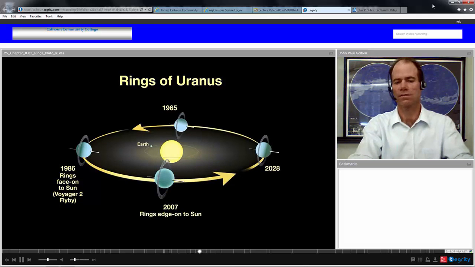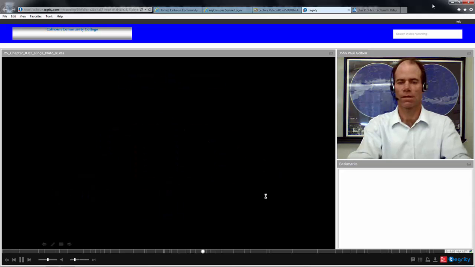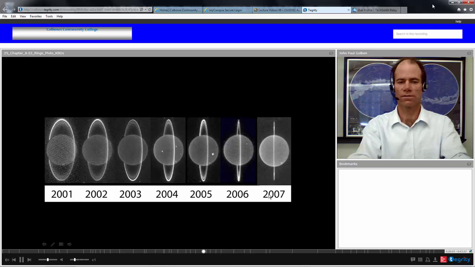But in 2007, the rings were edge on, and hence they visually would disappear from Earth. And now we're proceeding on our way back towards 2028, when the ring system would be in full view from Earth again. Here's a progression in recent years from 2001 to 2007, at which point the rings of Uranus came edge on and were most difficult to see in the year 2007.